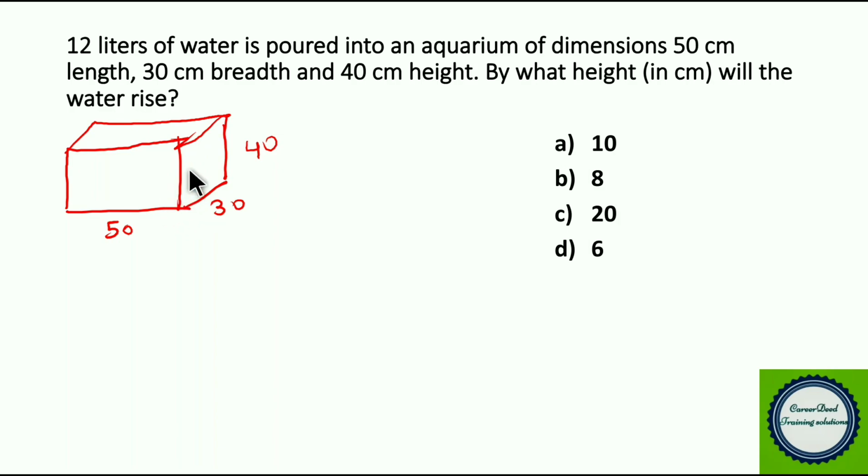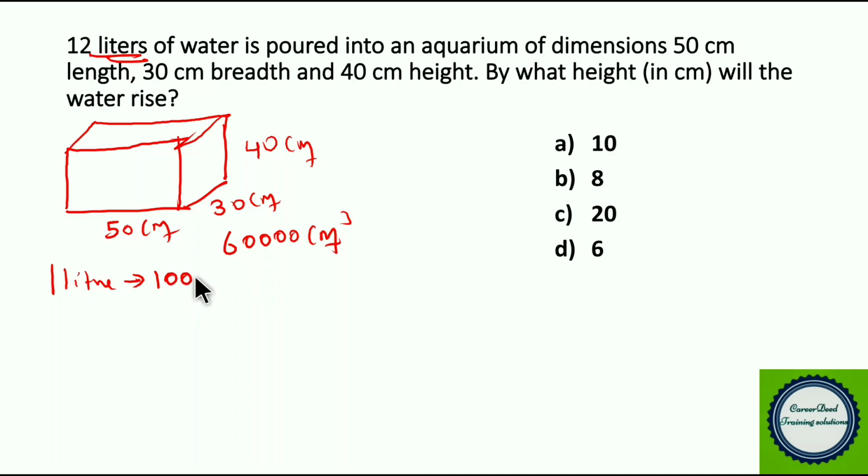Now if I ask you to find the volume of this aquarium, you will say it is length into breadth into height. So 50 into 30 into 40, you get 60,000 centimeter cube, because everything is in centimeter, right? So it is centimeter cube. Now 12 liter of water is poured into the aquarium. So you are pouring 12 liters. Now what is 1 liter? So 1 liter is nothing but 1000 centimeter cube. Then what is 12 liters? So it is 12,000 centimeter cube.